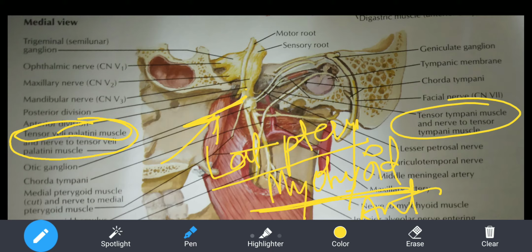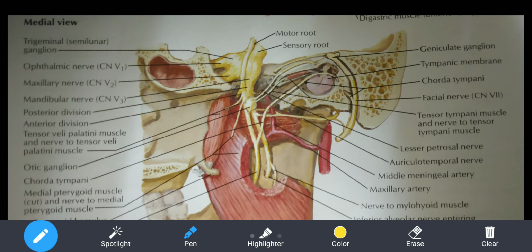Now here you are seeing this otic ganglion. Can you see this otic ganglion? Yes. This otic ganglion, what is it doing? This sensory fiber roots. This is the preganglionic. And fibers are relaying and postganglionic fibers are going in the posterior division of the mandibular nerve.